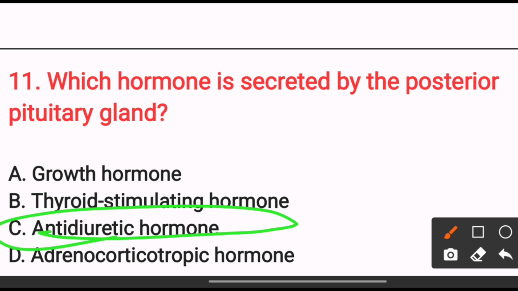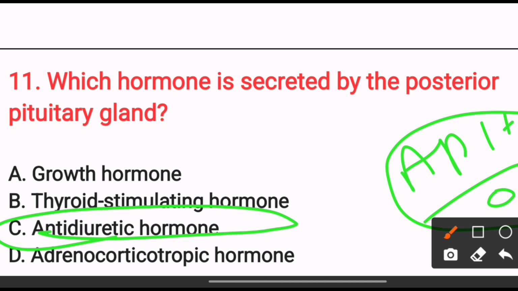The posterior pituitary releases ADH, also known as vasopressin, and oxytocin. These two hormones are released by the posterior part of the pituitary gland, and the anterior part of the pituitary gland releases GH, growth hormone, TSH, thyroid stimulating hormone, ACTH, adrenocorticotropic hormone, etc.